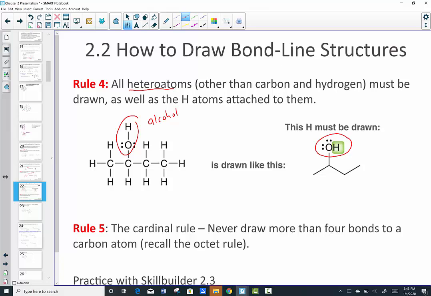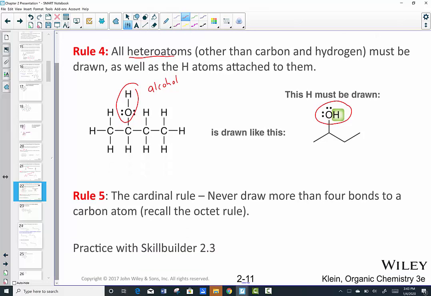And rule number five, which they call the cardinal rule of all, never draw more than four bonds to a carbon atom. Never break the octet rule, really, for any element in period two. They don't have d sublevels to expand the octet. So, really, instead of saying just carbon, I'm going to say any element in period two. Carbon, nitrogen, oxygen, fluorine, none of those will ever be able to expand their octet. So never give them more than eight electrons.